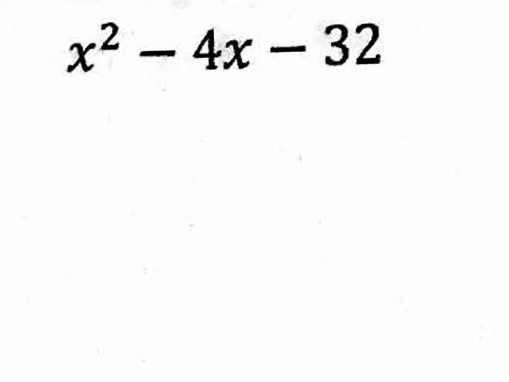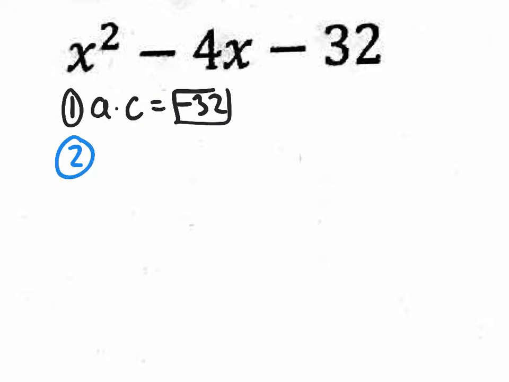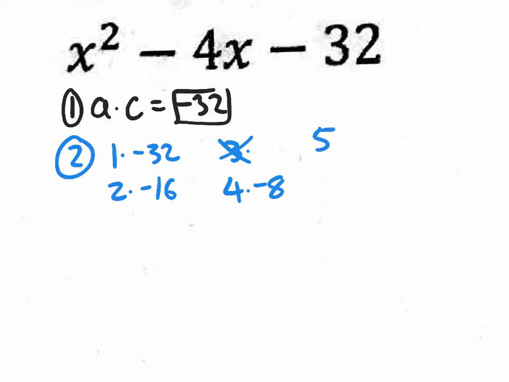That's fine. Step 1, a times c. What is a times c? Negative 32. Step 2, think of the multiples of negative 32. 1 times negative 32. 2 times negative 16. 3 times nothing, doesn't work. 4 times negative 8. 5, no. 6, no. Okay, forget it. We're done. Okay, so we have these 3 pairs of numbers.